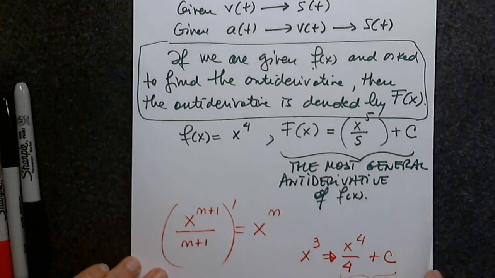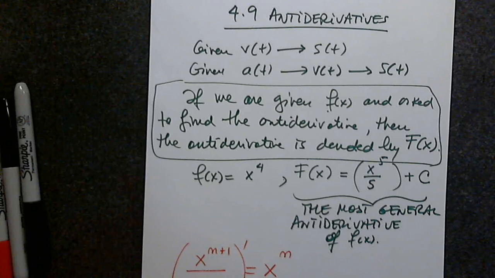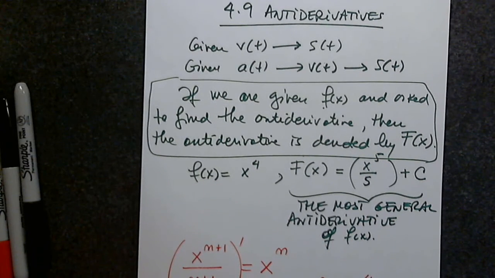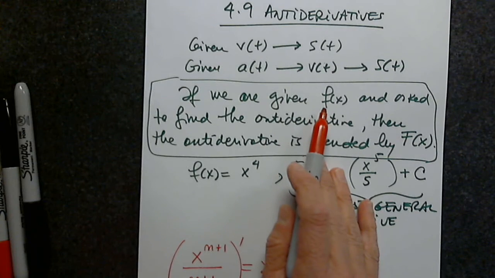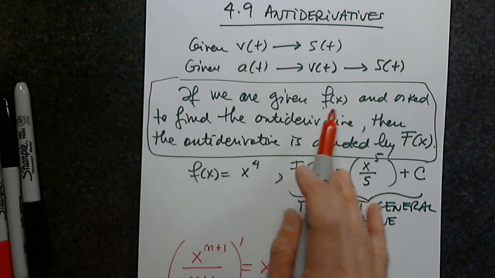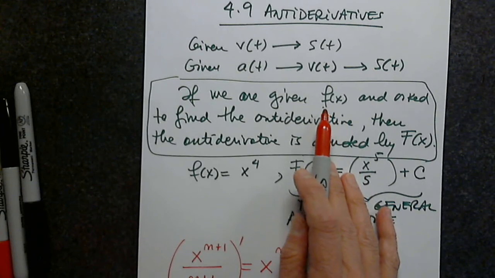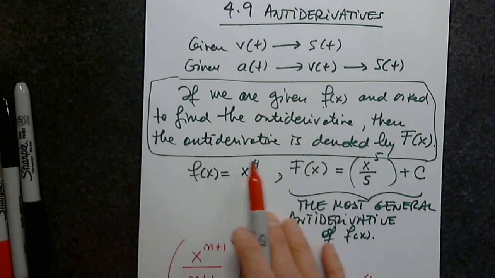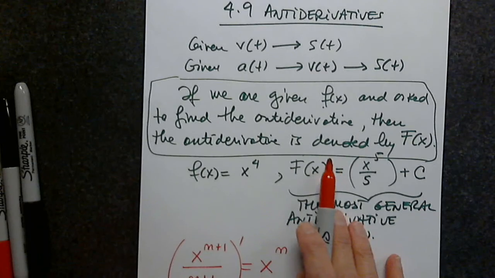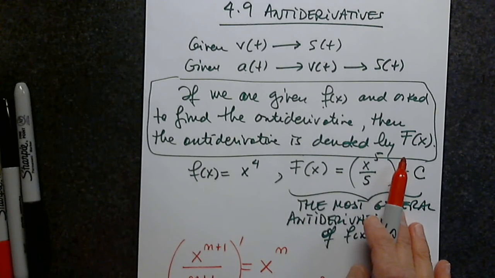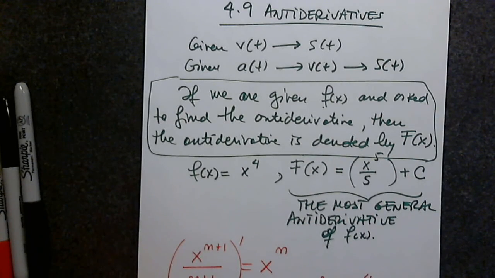Okay, now there is another option. What is the second option? We may be given f prime, not the notation f of x. We may be given f prime and asked to find the antiderivative. Then the notation will be f of x, lowercase.